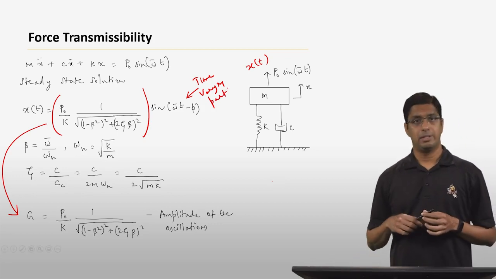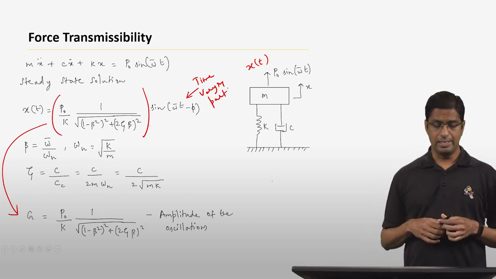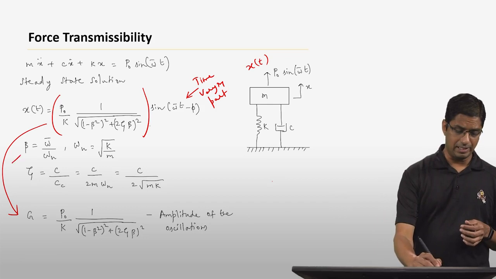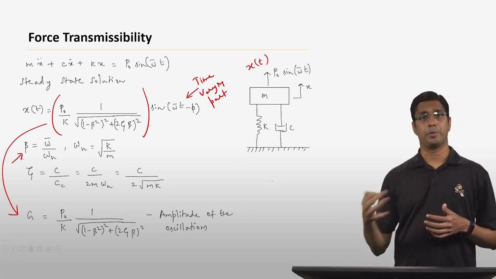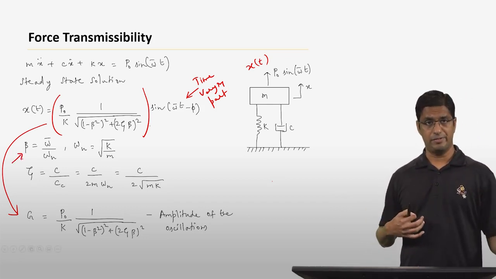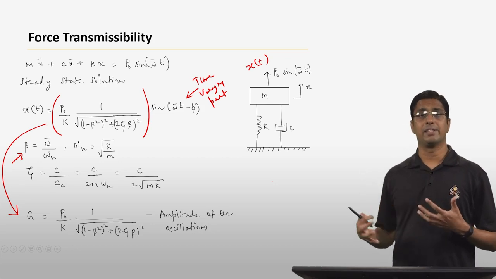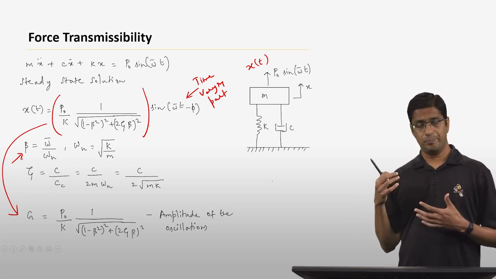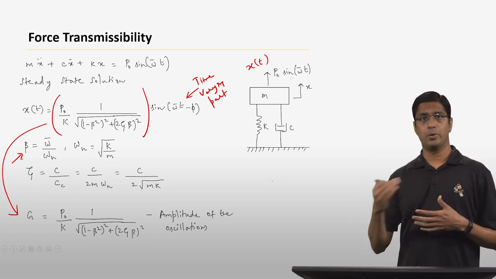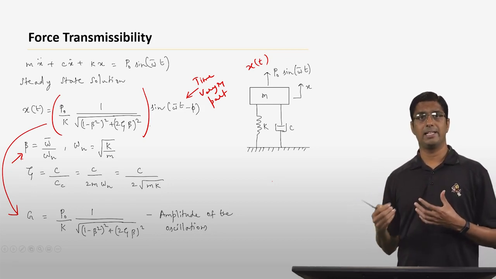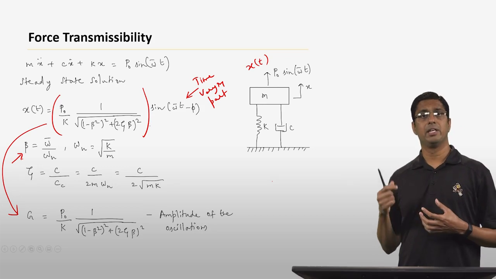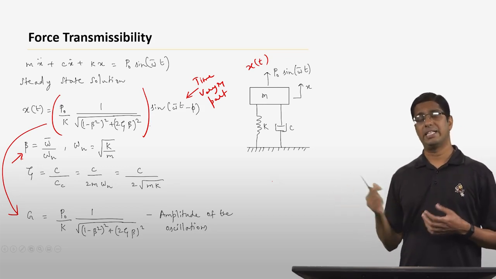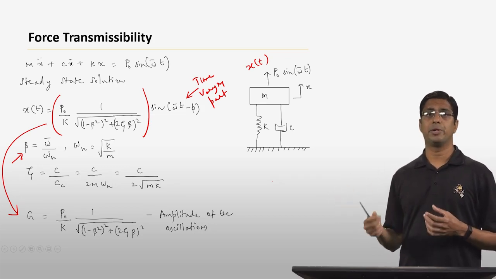Okay. Now, just to refresh you on these symbols: beta is nothing but the frequency ratio, which is omega bar over omega n. Omega bar is the excitation frequency. Omega n is the natural frequency, which is given by square root of k over m. Zeta is the damping ratio, which is c over cc. Cc is the critical damping coefficient, which is 2m times omega n. Another way to write that is 2 times square root of mk.